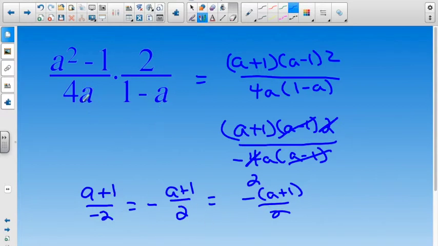What are my restrictions? a cannot equal 0, and 1 minus a cannot equal 0, so a cannot equal 1. So those are the restrictions for this particular problem.